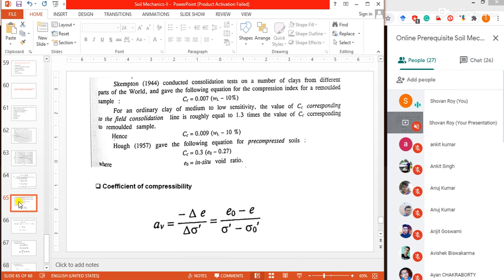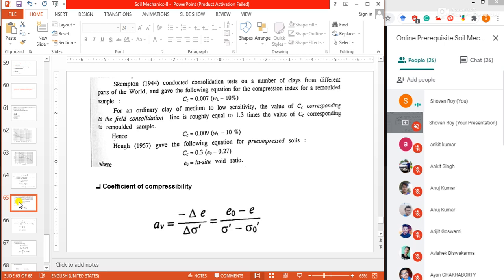Next, the expansion curve is also a fairly straight line on a semi-log plot, and it is expressed by this equation, where Cs, the expansion or swelling index, is a measure of the volume increase due to the removal of pressure. Any kind of unit we can take to measure this settlement or consolidation.